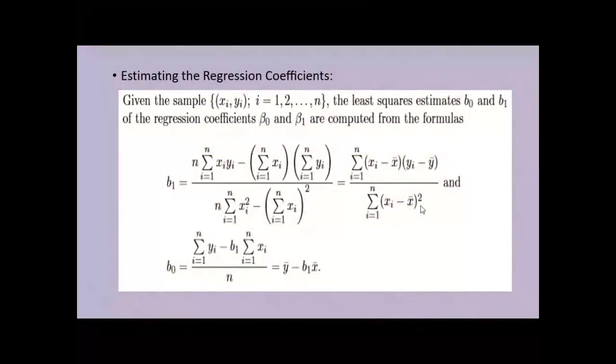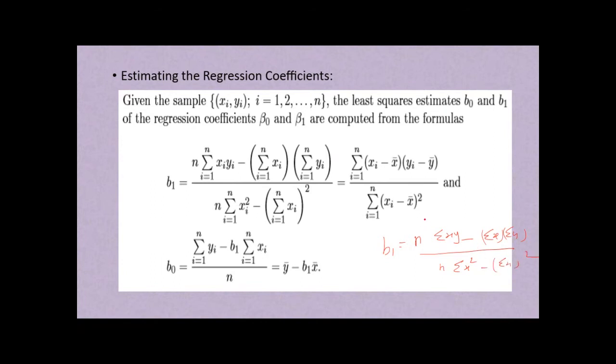Estimating regression coefficients. This is the actual formula we are going to use to find the values of b0 and b1. Don't be scared when you see the formula. This is not new to you guys. b1, I will write in simple form. b1 is nothing but n times summation xy minus summation x times summation y, divided by n times summation x square minus summation x whole square.